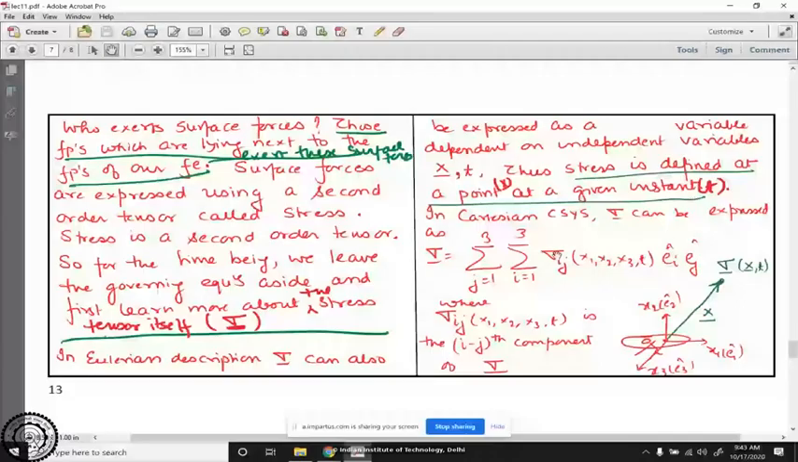In a Cartesian coordinate system, sigma can be expressed as what I have shown here, following what we learned in the first two lectures. Sigma ij e_i e_j, and I'm using this frame, an embedded Cartesian coordinate system. Sigma ij can be called the ijth component of the sigma tensor itself.